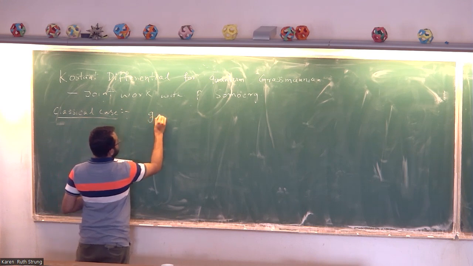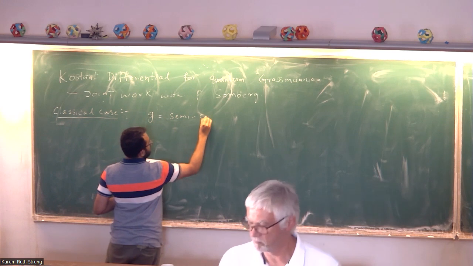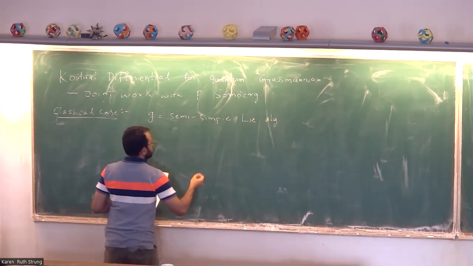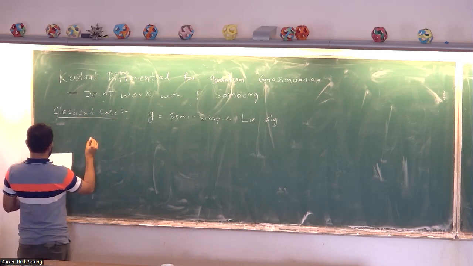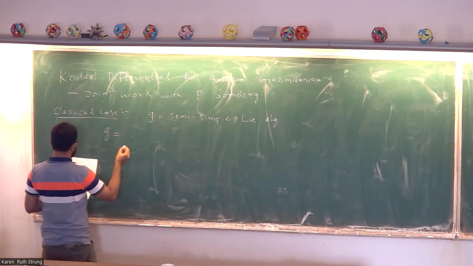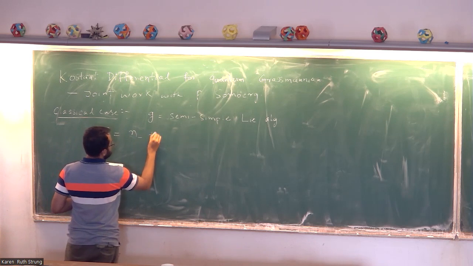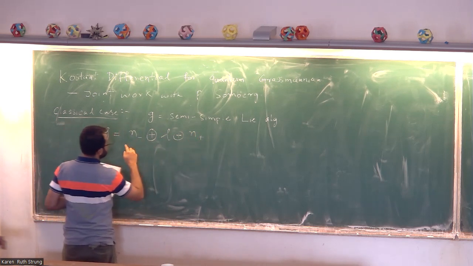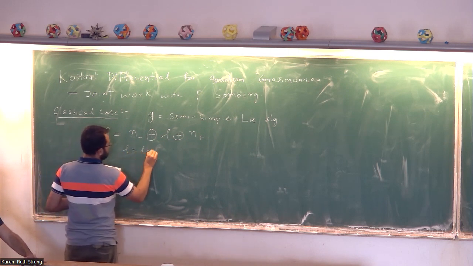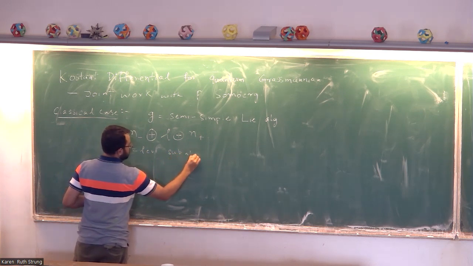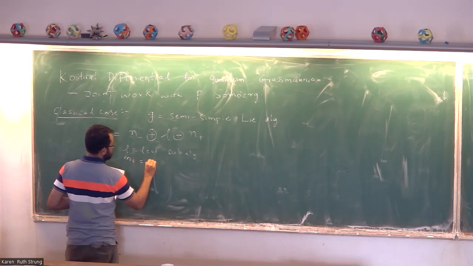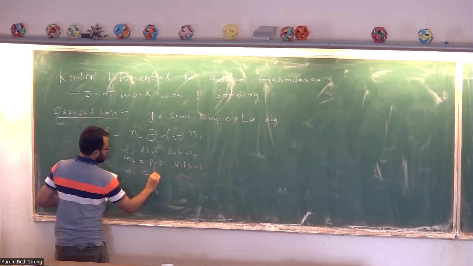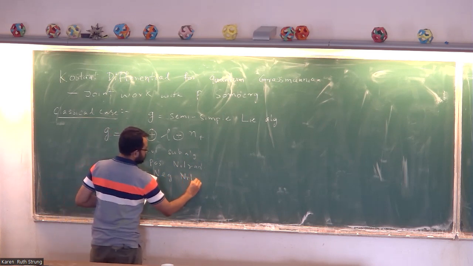So we have a semi-simple Lie algebra g over C. Now we have the root space decomposition: n minus, plus the Levi subalgebra l, plus n plus, where n plus and n minus are the positive and negative nilradicals, and l is the Levi subalgebra.